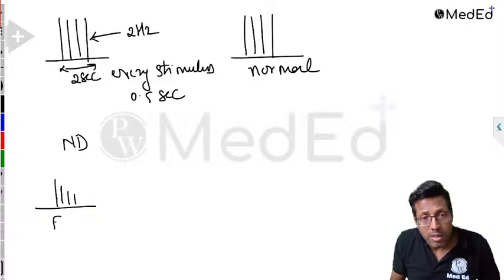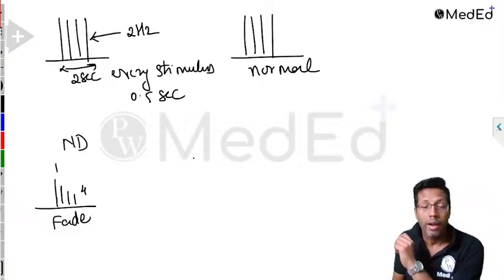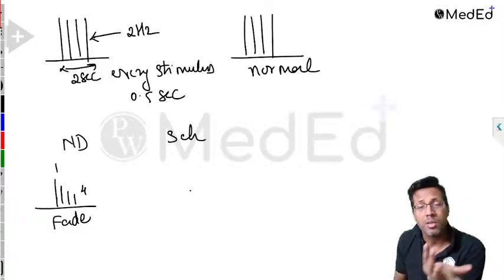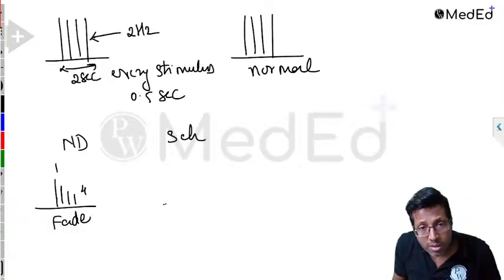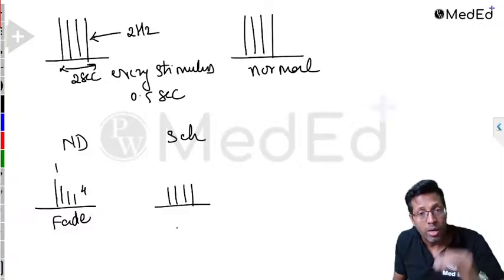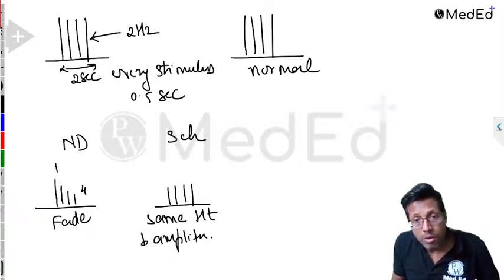So with a non-depolarizing block, you get to see fade, where the fourth twitch is less compared to the first one. Now with depolarizing, which is succinylcholine: again, some receptors are occupied and some are free. In this case you don't have to go into details, but it will become of the same height. So the amplitude has become less, but the height remains the same. Same height and decreased amplitude.